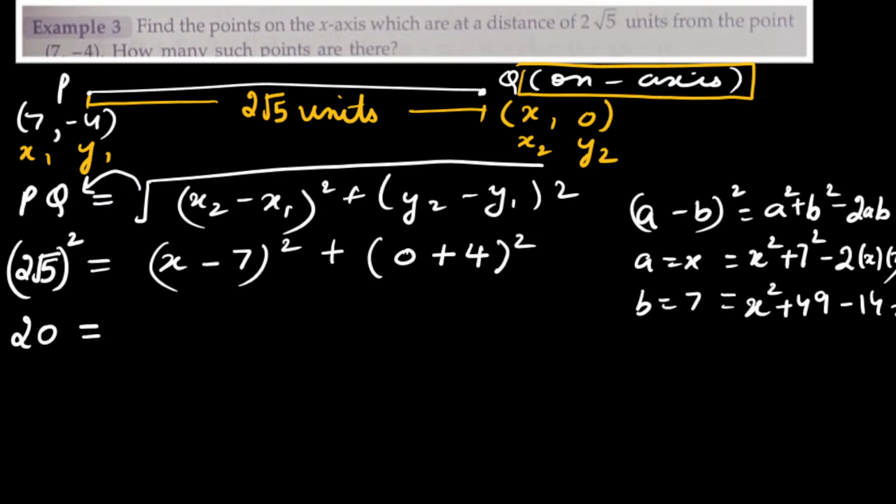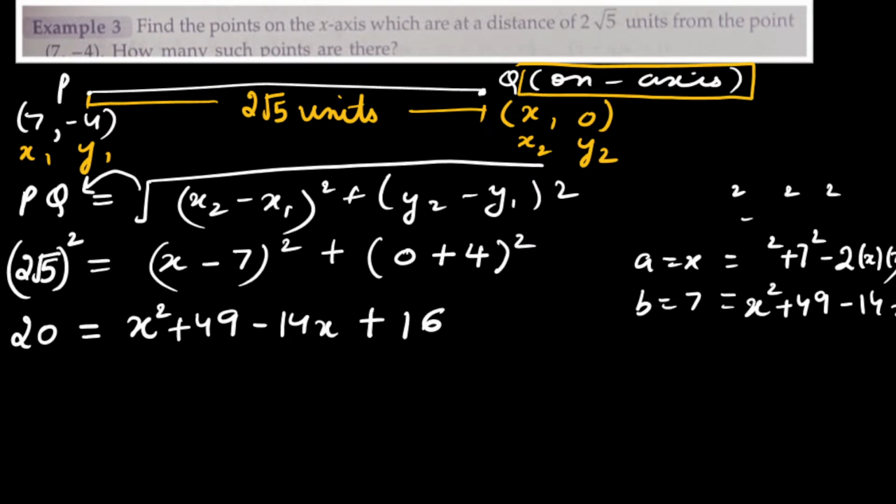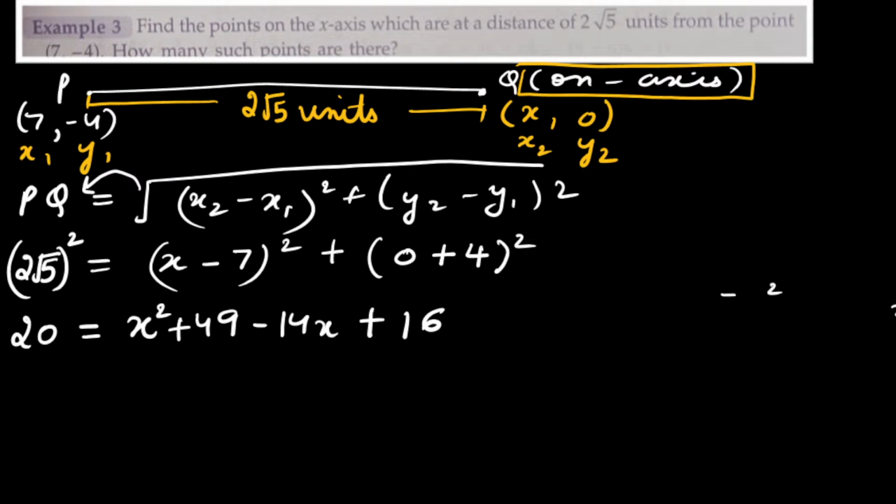So its expansion we can write: x square plus 49 minus 14x plus 0 plus 4, so 4 square is 16. Okay, Tarun has given the answer also. Let's see whether it is correct. X is equal to 9 or 5.